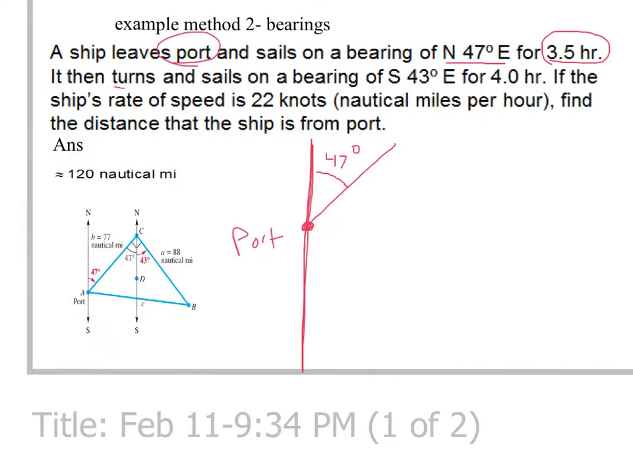But it turns, here's the trick with these, it turns and sails on a bearing of south 43 east. So when you see the word turns, draw another north-south line in there. So north-south line, north-south line. It turns and sails on a bearing of south 43 east. So that means I'm going to go about 43 in that direction.